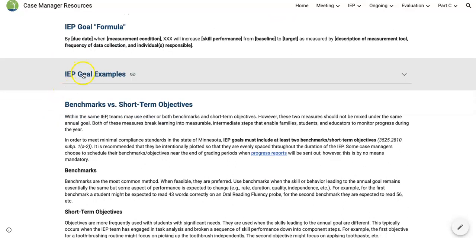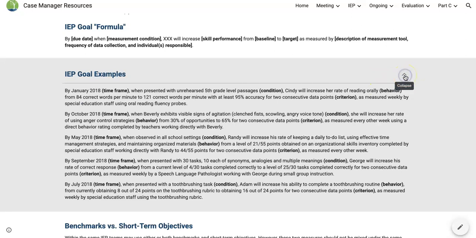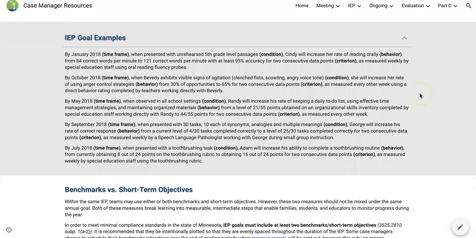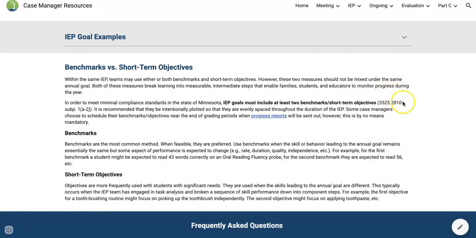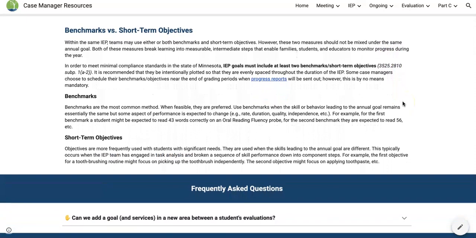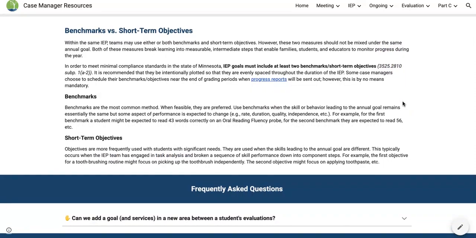Down here we have a few examples. I'll just pop this open so you can see where these live, but we're not going to go through those just for the sake of time. But these are some examples that you could potentially reference. And then the last thing that we end with here is the difference between benchmarks and objectives.